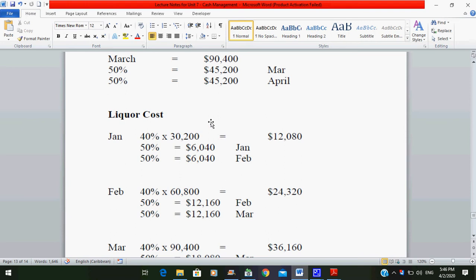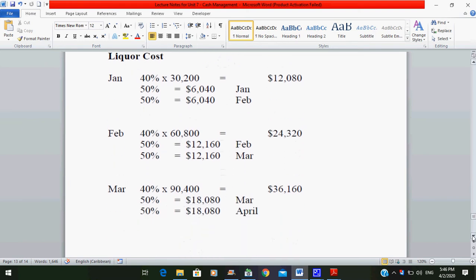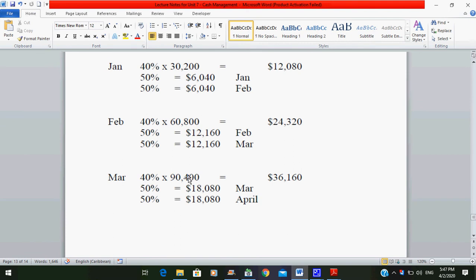So therefore, this now is divided into 50% of this. 40% of this revenue again gives you 24,320. 50% of that gives you 12,160, that will be paid in February. The next 50% will be paid in what? March. Then 40% of this will give you 9,400, which gives you 36,100. And then 50% of that will give you 18,800. This will be paid in when? March. This will be added to what? The amount from February to give you the total amount to be paid for March. April, we're not going to do April, but we'll have to account for it.